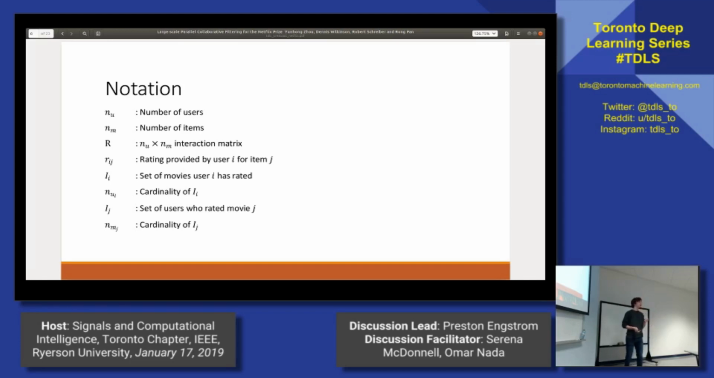R_ij is the element of user i at item j in the interaction matrix. So if it's populated, that means they've rated the movie or the show, and if it's not, they've had no interaction. Then we have capital I sub i, which is the set of movies that user i has interacted with. We have n sub i, which is the cardinality of I sub i, the number of movies they've interacted with. And the same thing for items. So I sub j is the number of ratings that are for item j, and the cardinality is n sub j.